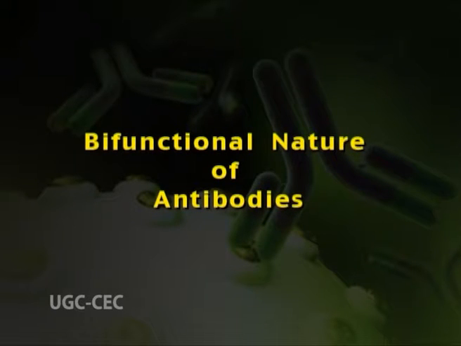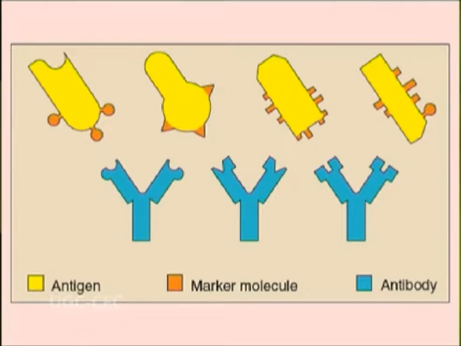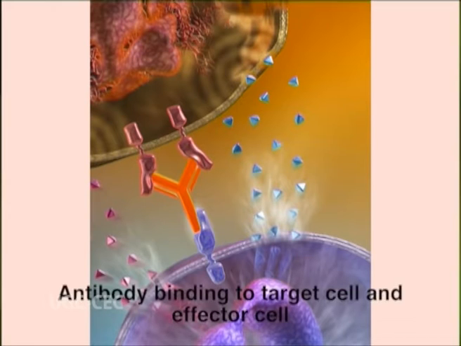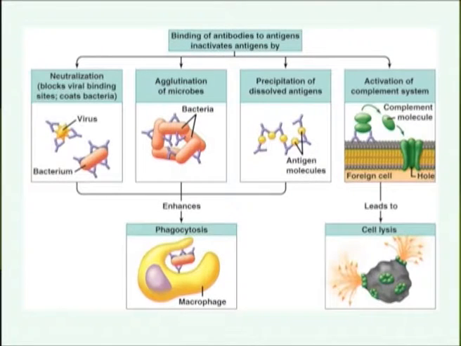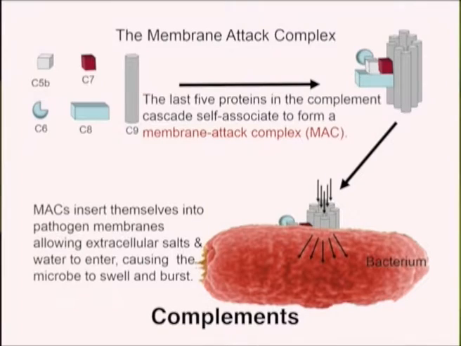Bifunctional nature of antibodies. Two basic functions of antibodies are to recognize the antigens and removal of the immune complex. The antibodies work as identifiers for foreign molecules and tag them by binding to it. This immune complex now triggers effector mechanisms which destroy the microorganisms carrying those antigens or neutralizes the toxic foreign molecules. A series of processes which occur after binding the antigen and antibody in order to destroy the immune complex are the effector mechanisms. This involves the role of phagocytosis, complements and natural killer cells.